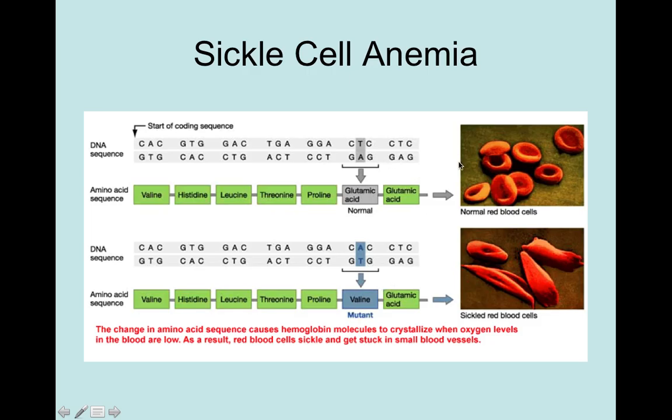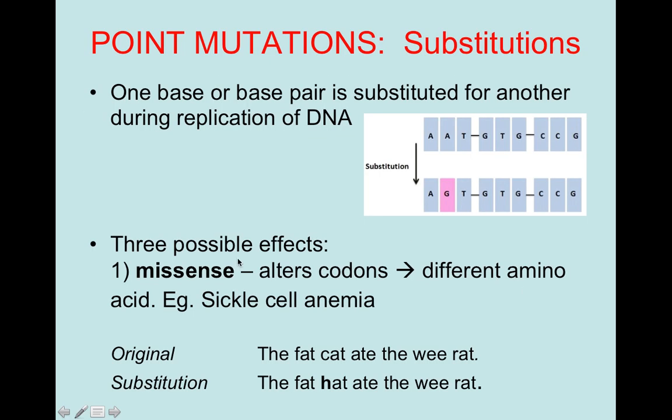And that causes red blood cells to turn from our normal circular shape that can carry lots of oxygen into the sickle cell shape, which carries low levels of oxygen. So this is a little bit more of a serious effect, even though it's a substitution. So that's one effect from a substitution, a missense.